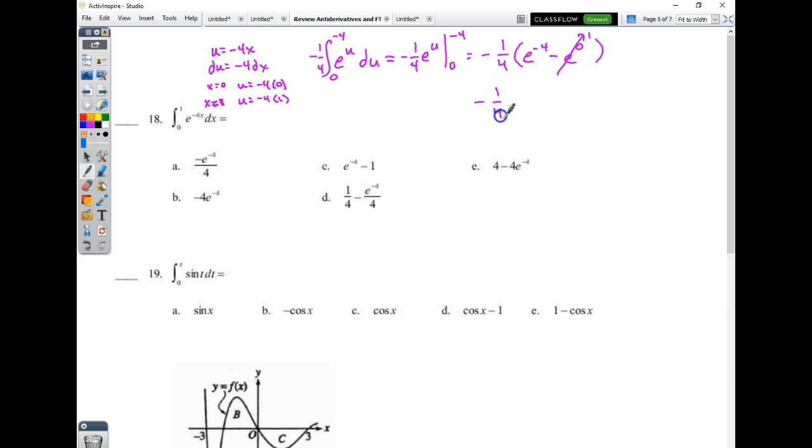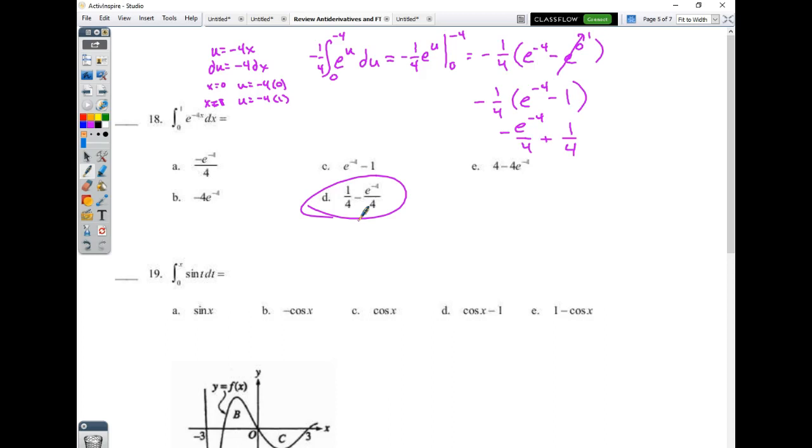Now I got negative 1/4 times e to the negative 4 minus 1, and I look down at my answer choices and I see they've messed with it. It looks like I'm going to have to distribute that 1/4, so I got negative e to the negative 4 over 4 plus 1 over 4, and that would be our answer choice D. So that wasn't bad. All right.